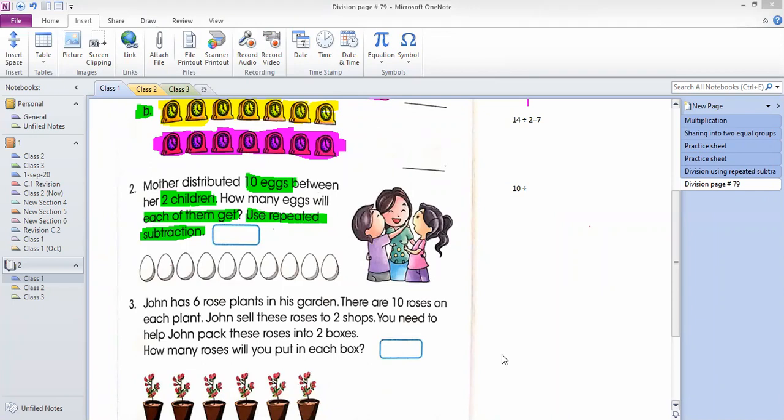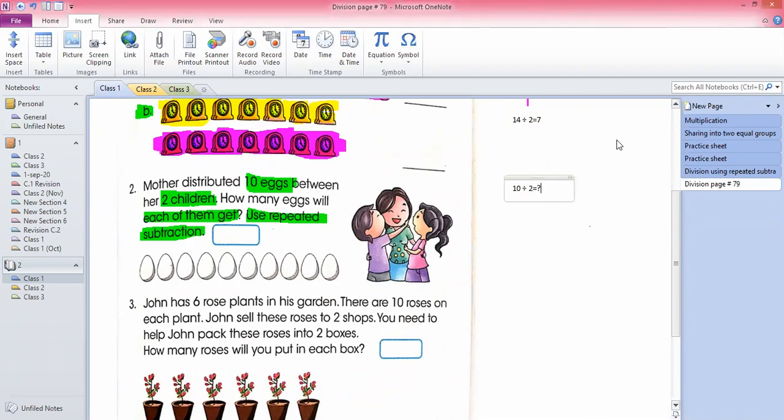All of you guys, listen to my question carefully. I have to divide these 10 eggs between how many children? One child, two children, three children. How many? This is what I'm asking. Two. Very good. So I will write here 10 divided by 2 equals to what? We have to find out this.